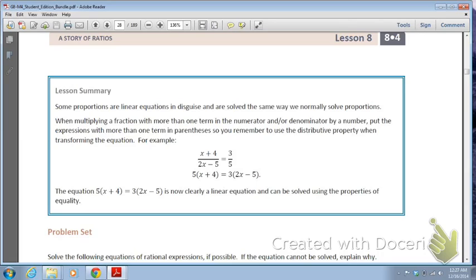But before you go on to the problem set, and of course you're going to do the exit ticket as well, you might want to take a little bit of time and read over this lesson summary here, which will kind of summarize what we were talking about and how we dealt with these proportions by setting the cross products equal.